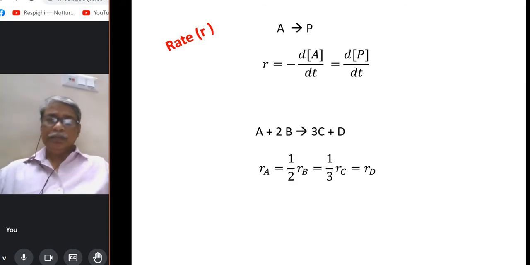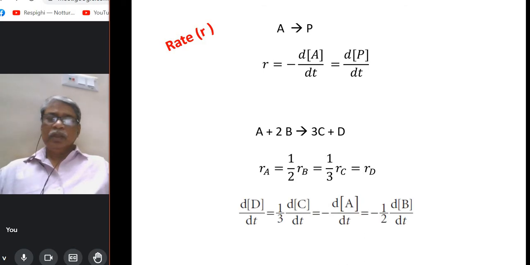R_A is half R_B, is 1/3 R_C, and so on. You look carefully that half is there for R_B because 2B is there in the stoichiometry. Similarly, 1/3 R_C is there because 3 is there with C in the stoichiometry. So in other words, d[D]/dt is 1/3 d[C]/dt, equal to minus d[A]/dt, because A is a reactant, and B is also a reactant, so minus half d[B]/dt. So this is the relation.